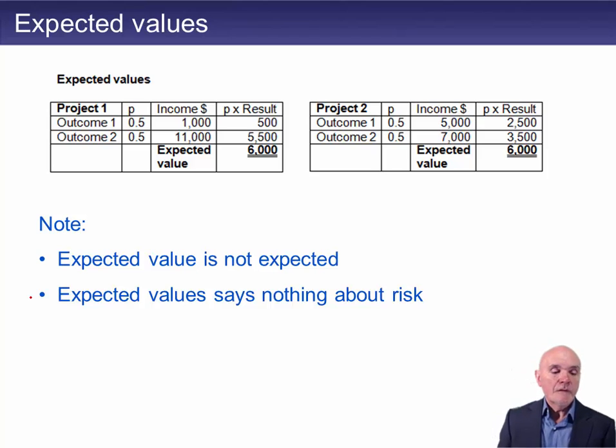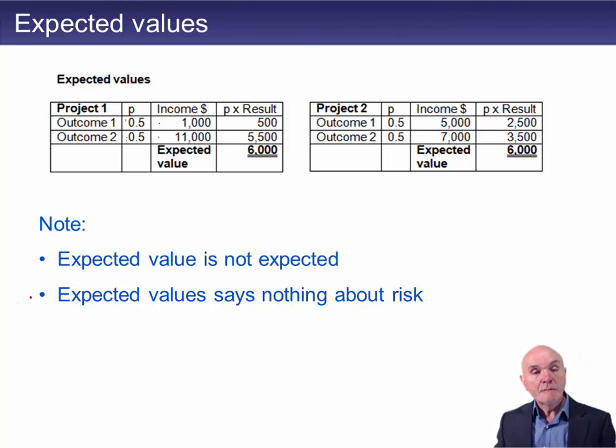The next example, the next technique to look at, is that of expected values. Here is where we use probabilities and different outcomes. So here we have 2 projects. Let's look at project 1, and we have 2 potential outcomes. It could be state of the world 1, state of the world 2, economy 1, economy 2, depending how things go. And the forecasters have said they're equally likely, so a 0.5 and a 0.5 in here. And the income could be 1,000 or 11,000.